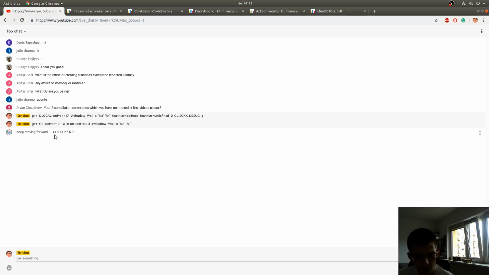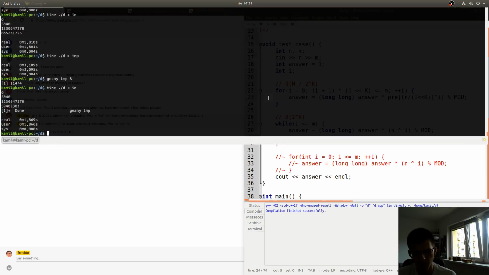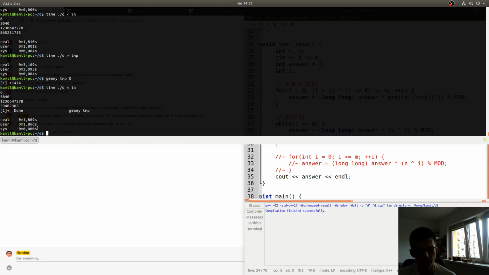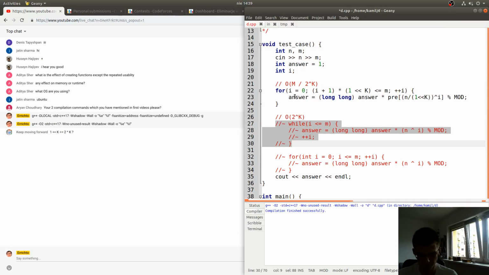Yeah, 1 shifted by k, so this formula in C++ and maybe some other languages means 1 shifted bitwise by k bits, which for the computer means multiply by 2 k times. So yeah, this is exactly 2 power k. What is strange here is that I still have a running time around 2 seconds, while I expect it to be much faster now, because I think this part should have complexity 2 power 18. So let's investigate that.